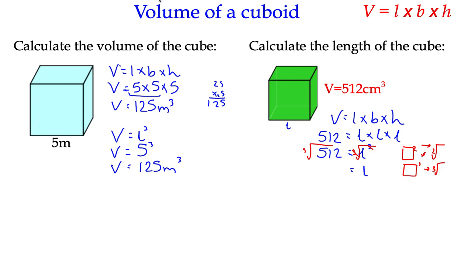Okay, so let's write that in. We've got 8 there. In other words, the length of the cuboid is equal to 8, and it's centimeters because we're using cubic centimeters here. Okay, so that's using volume in terms of cubes.